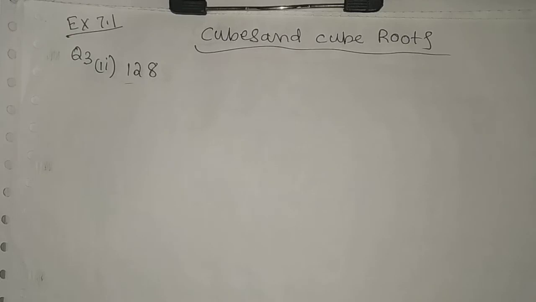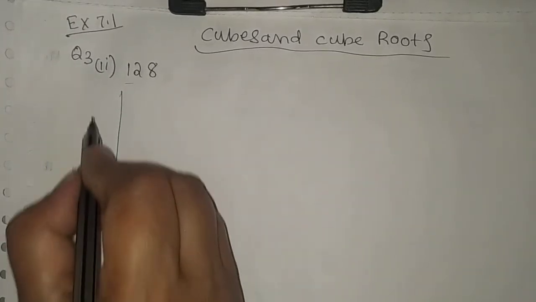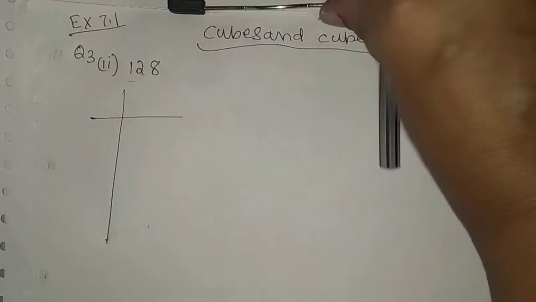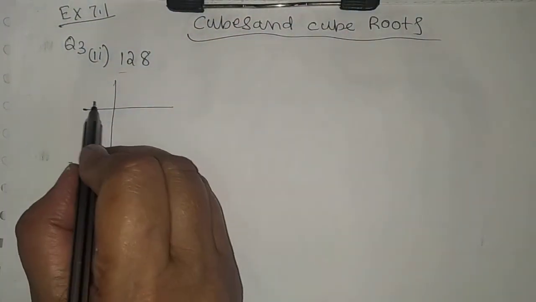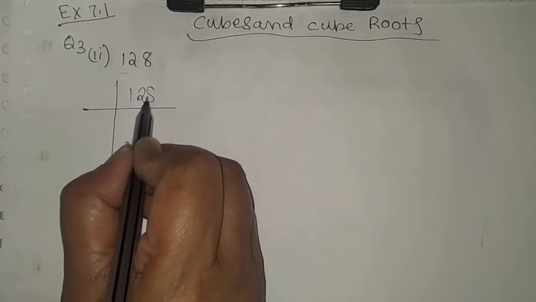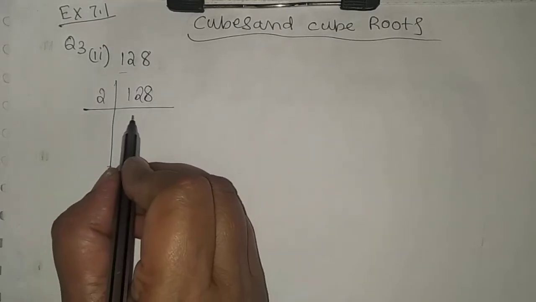So next we move on to the second one. The second question is 128. Same thing, same steps. Now I'll just solve the problem. Write the statements, all of you. For this 128, the first step is to prime factorize.